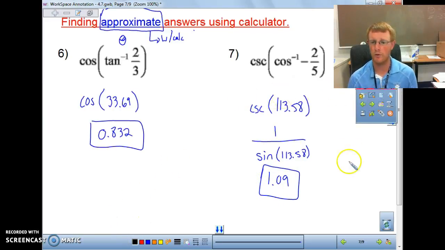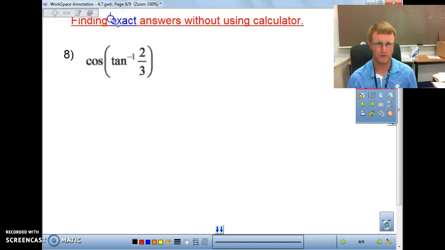So what do we do when we want to actually do this without a calculator? Finding exact answers, very important, is without a calculator, always. So what would we do for the same problem? First of all, we shouldn't ever get a decimal answer, because how could we get a decimal answer without using a calculator? So we want to look at what we're trying to find the inverse of. Anytime you're doing the inverse of a function, we want to figure out what the angle is.